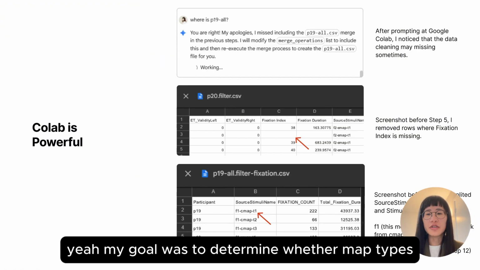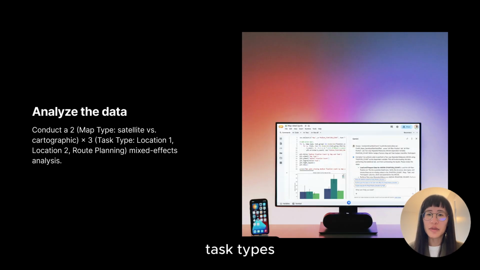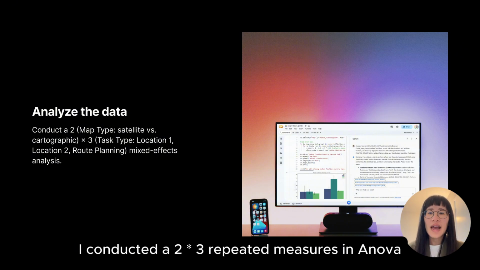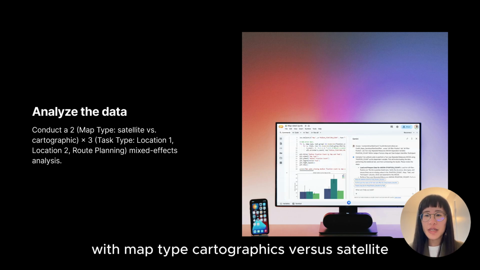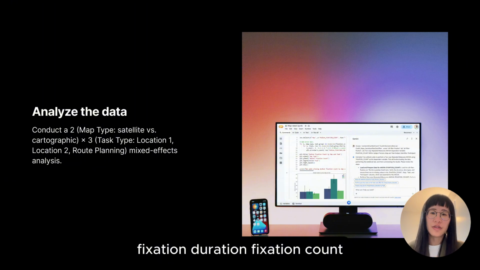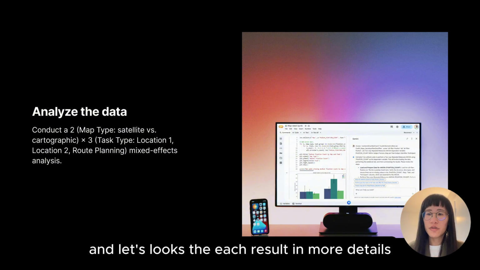My goal was to determine whether map type, task type, or their interaction had an effect on cognitive load. I conducted a 2 × 3 repeated measures ANOVA with map type, cartographic versus satellite, and task types T1, T2, T3. Dependent variables were fixation duration and fixation count. Let's look at each result in more detail.